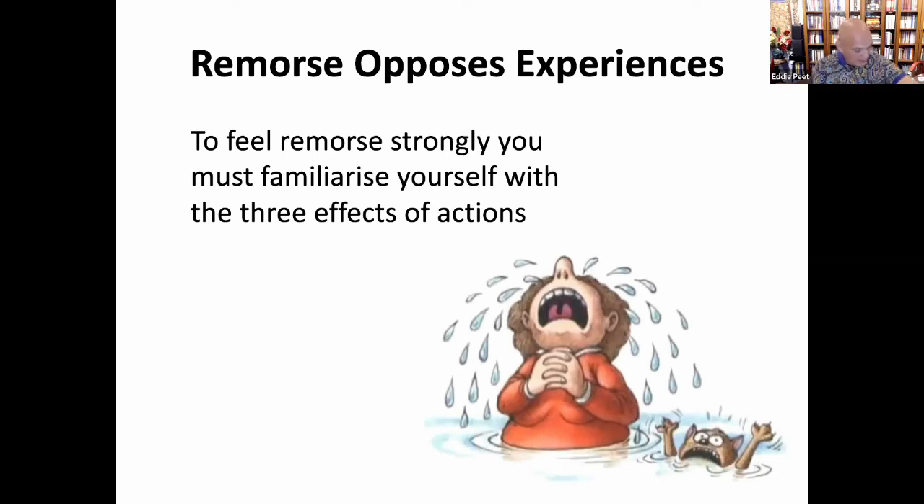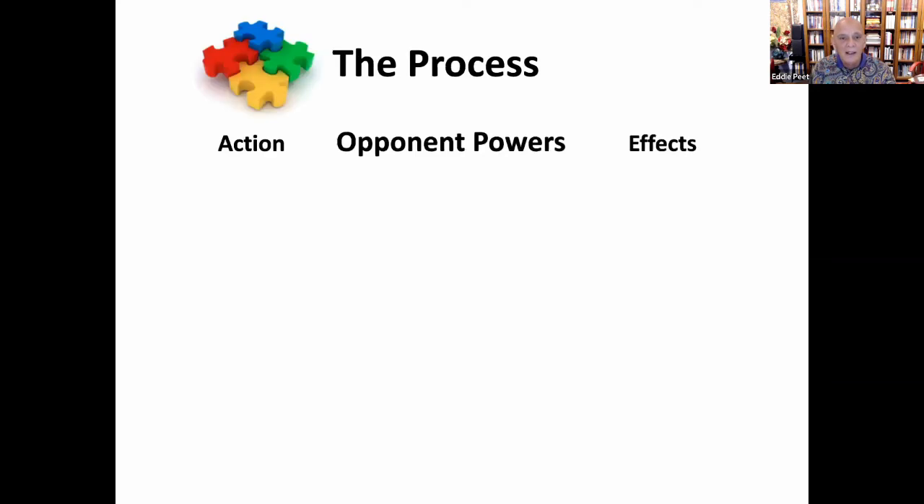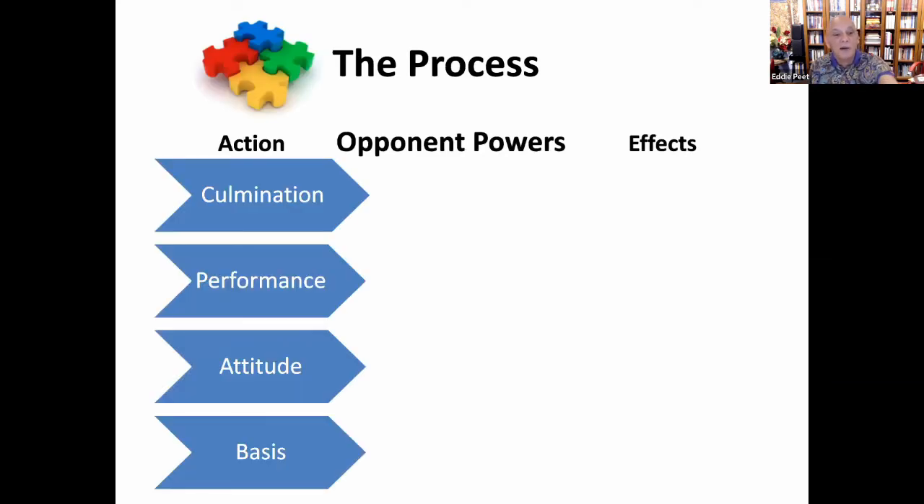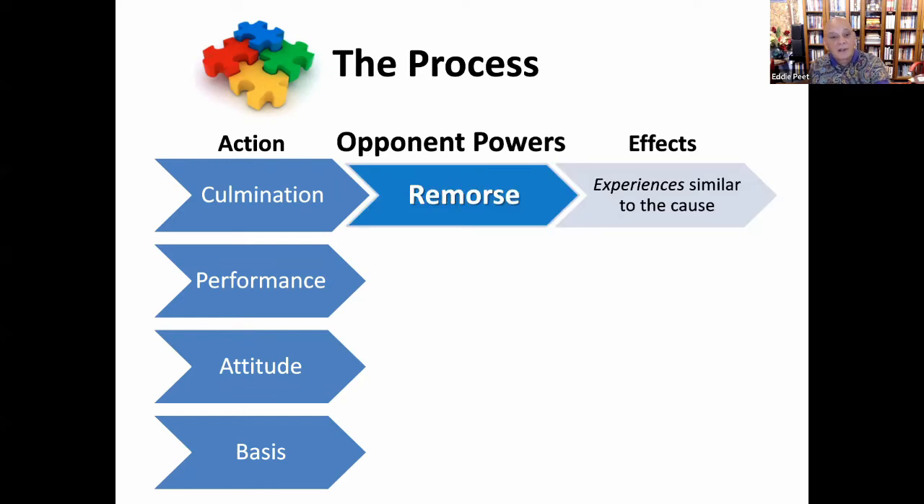So now I want to bring the slide up so we can have a look. It's sort of a summary. So here we have these four parts of the action that we're familiar with. We have a basis down the bottom here. This is the act or the sentient being. The attitude made up of those three parts. We perform the act and the act finishes. So in terms of the culmination, the act is finished.